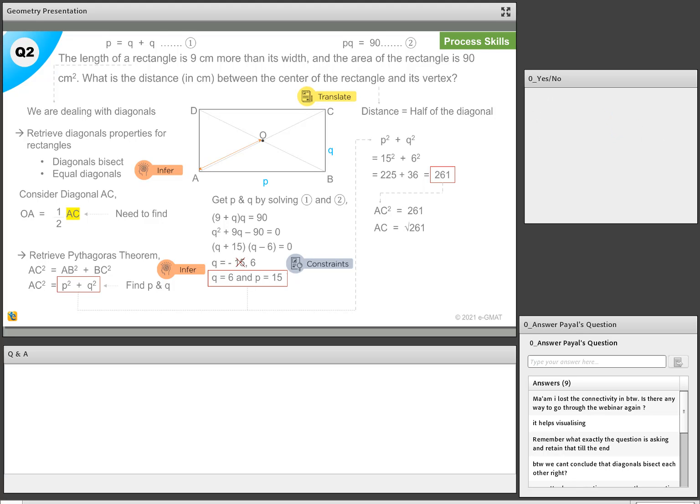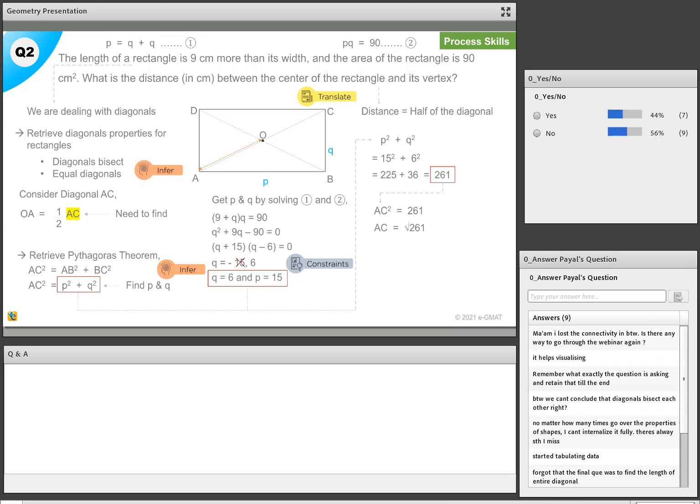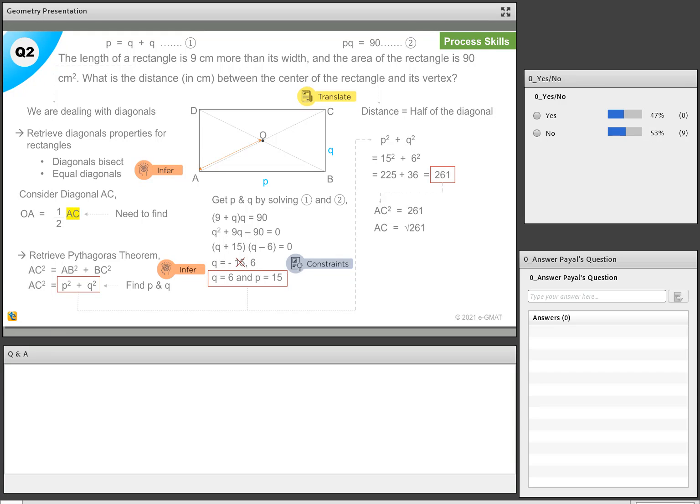How many of you actually got to this point of the solution? AC is square root of 261. People who did not get to this point, click on no. Okay, so people who did not get to this point, which step did you falter at?